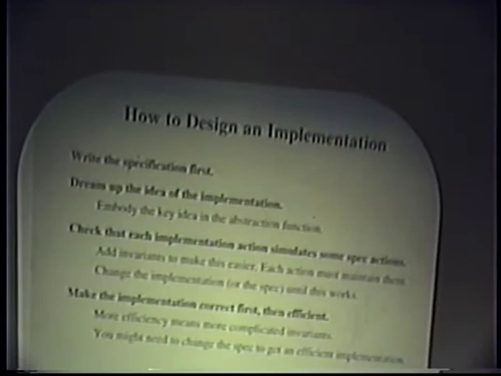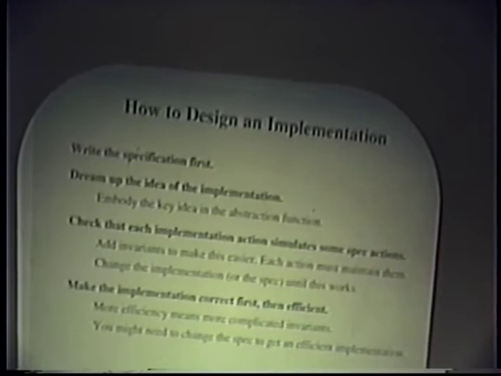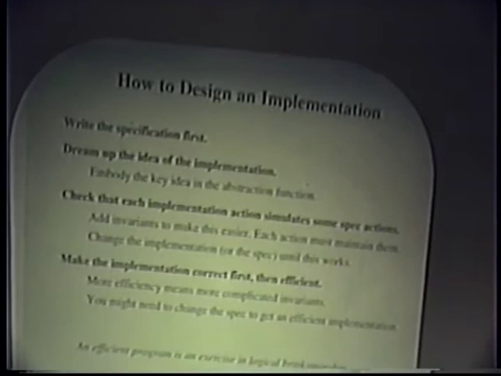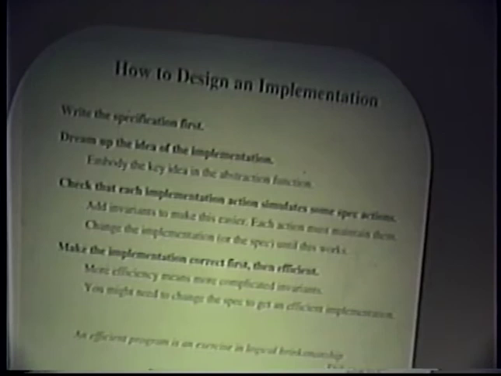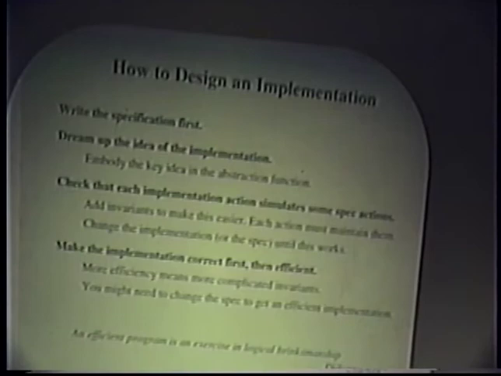So the first rule, if you want to do an implementation, is write the spec. If you don't know what it is you're trying to implement, your chance of implementing it successfully is poor. Then you have to be creative and dream up some idea for the implementation. And it turns out that usually the idea is embodied in the abstraction function from the state of the implementation to the state of the spec. And again, we're going to see a concrete example of that when we look at the Paxos implementation for consensus. If you can't figure out what the abstraction function is, then you haven't yet grasped the idea of the implementation.